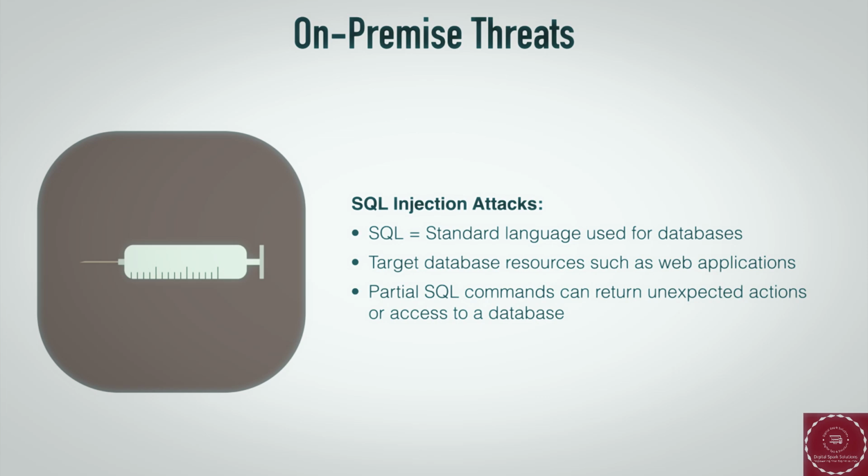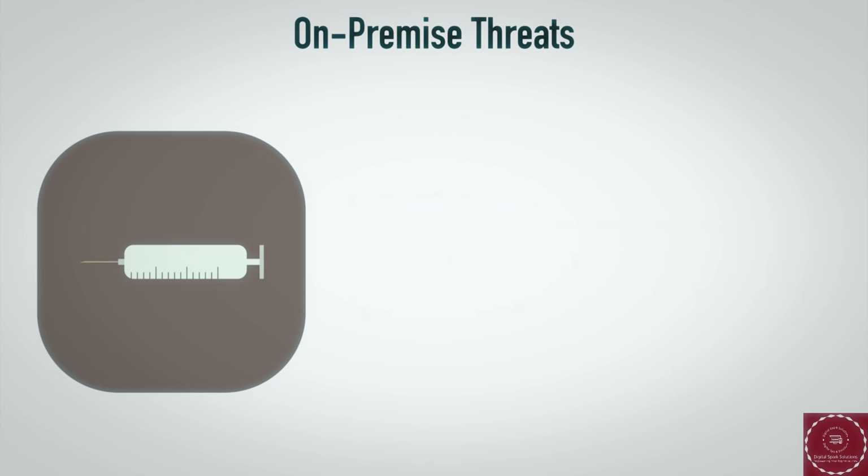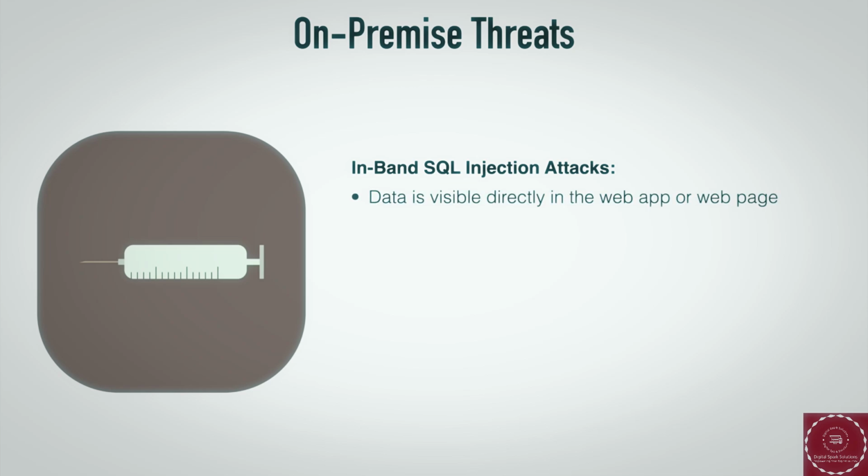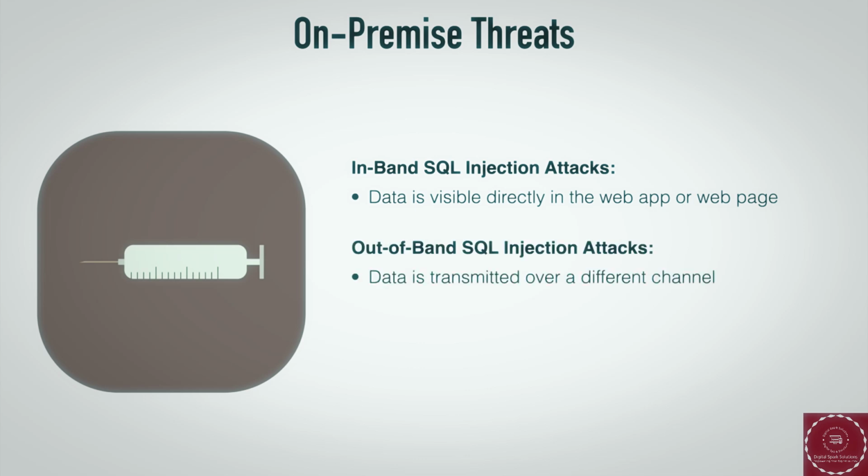Actions the attacker is able to do can range from simply viewing or modifying private data all the way to deleting the database itself. We can categorize SQL injections into three main categories. First being in-band SQL injection, which is the most basic form of the attack. Here, the data the attacker is retrieving is visible directly in the web application or web page that they are attacking. We also have out-of-band SQL injection, where the attacker would have the results sent back through a different channel, such as an email message, or maybe through copying the data to another remote system.